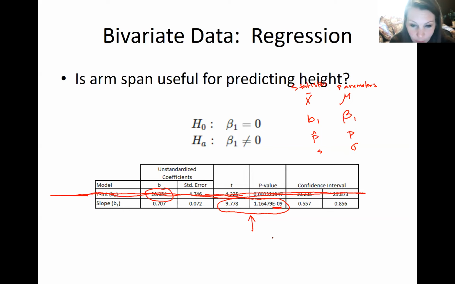So if our p-value is really, really close to 0, and we know when p is low, H0 must go, then we're going to reject the null hypothesis and conclude that the alternative is true. So indeed, arm span is useful for predicting height, and the slope is greater than 0. Not surprising given what we saw in our scatter plot.